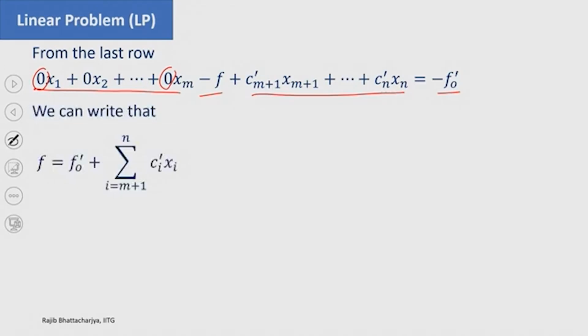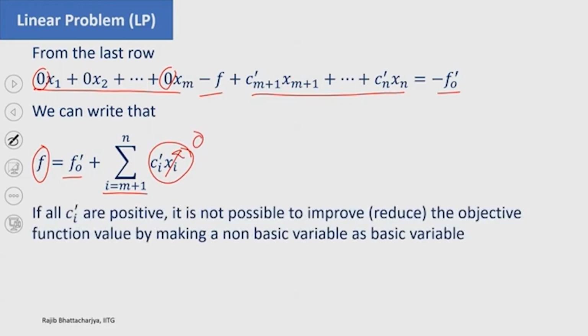So, from the last equation, the objective function equation, I can write f equal to f naught dash plus the summation of ci dash xi, for i equal to m plus 1 to n. This is the summation of the components of the non-basic variables. Now, if these are equal to 0, then f equal to f naught dash.